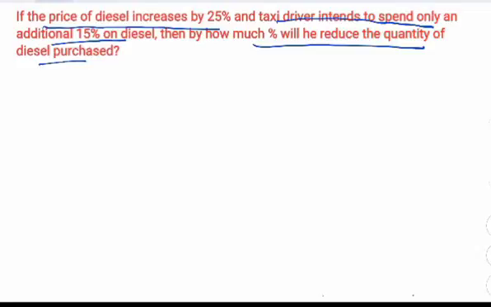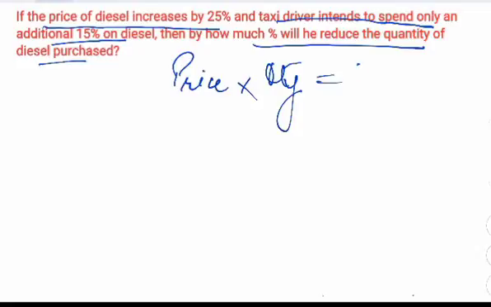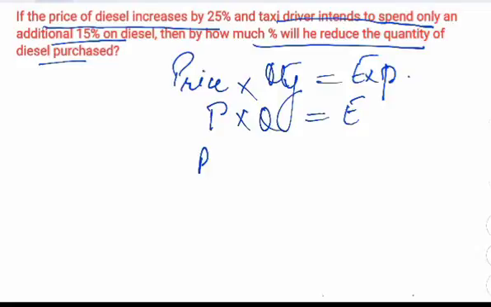Price, quantity and expenditure. So the price of the diesel into the quantity that he is purchasing is equal to the expenditure that he is making on the diesel. So P into Q is equal to E. Now if the price is increasing, earlier it was P into Q equal to E, then it becomes P dash into Q dash equal to E dash.